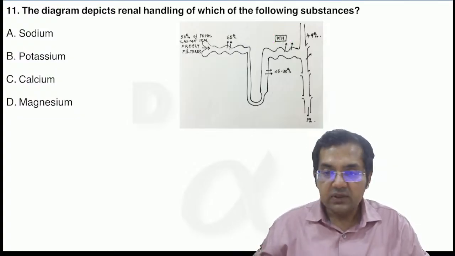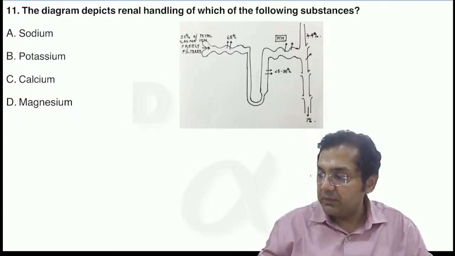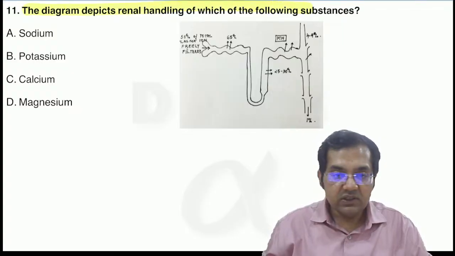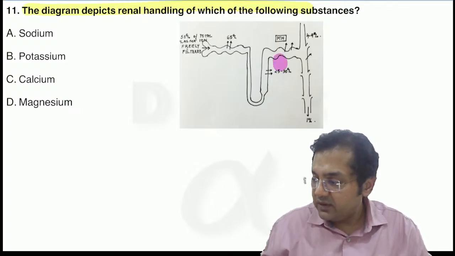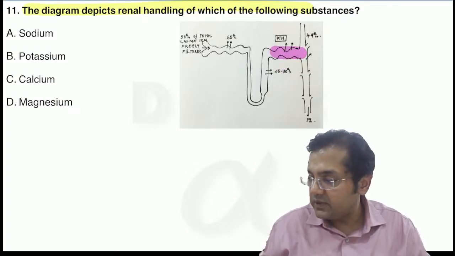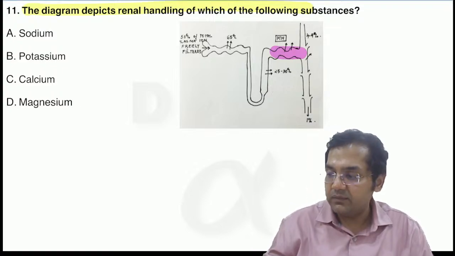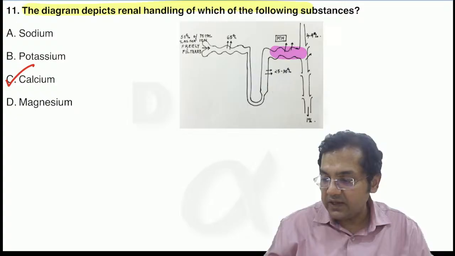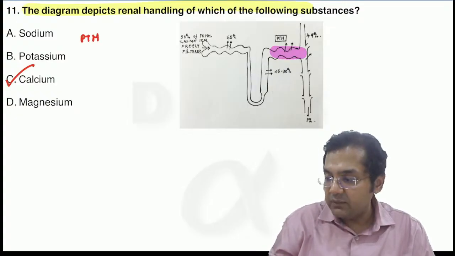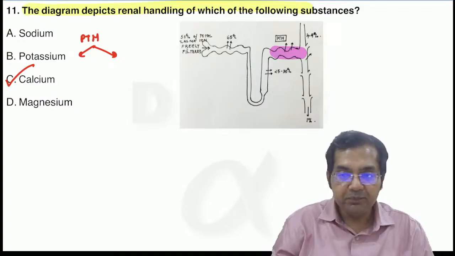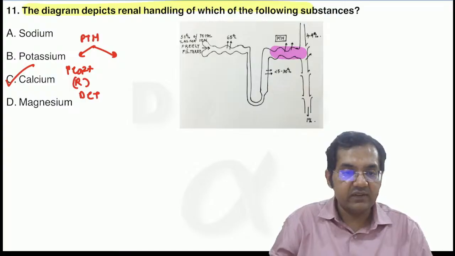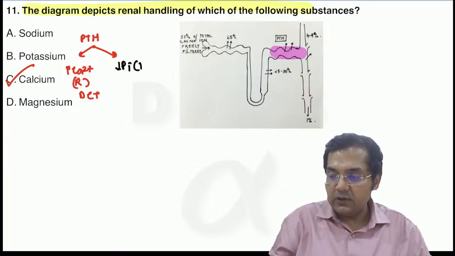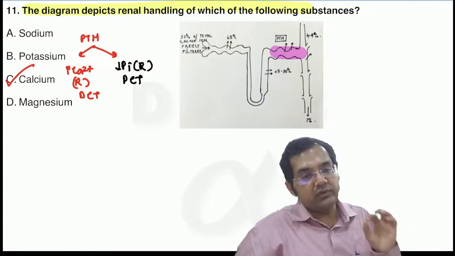This should give you some answer hint, because remember, PTH increases the reabsorption of which common ion in this DCT? This is, remember, DCT. What is the answer? So the answer is none other than calcium. So, very important one: parathyroid hormone increases the calcium reabsorption in the DCT, but it decreases the phosphate reabsorption in PCT. You have to know this, very important.